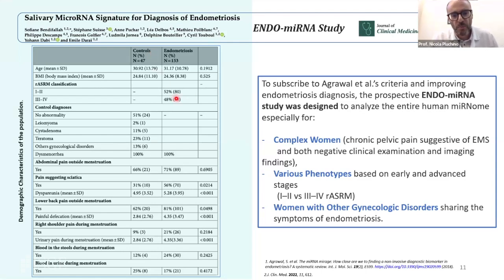You see that the group diagnosed with endometriosis had, in 50% of the cases, stage 1 and 2 disease, and in 40% of cases they had stage 3 and 4. So this represents various phenotypes of endometriosis, what we have in our current practice.